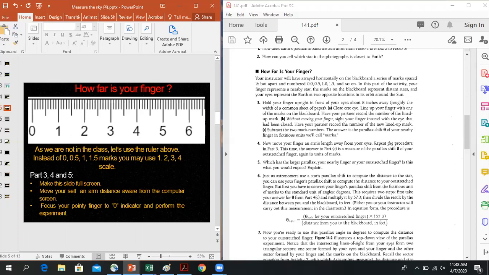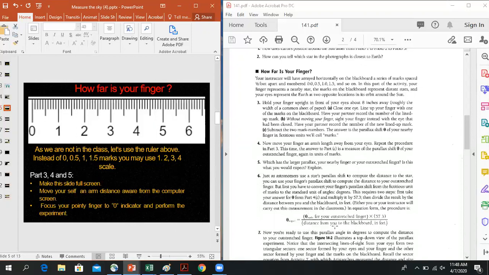So that's how you're going to do this part of the experiment, and then you have to do some calculations. So theta mark for your outstretched finger, basically that is the shift of your units over here. Let's say you saw the thumb align at number 1 over here, and when you open your other eye, it shifted to, let's say, 2 or 3. If it shifted to 3, then the shift angle is 2 units. You multiply it by 57.3 and divide it by the distance from you to the blackboard in feet, right?